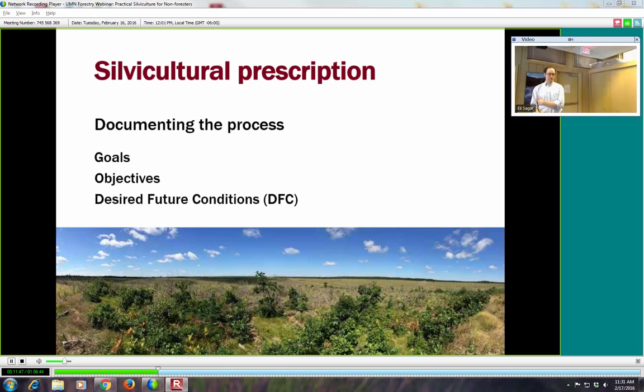So, a silvicultural prescription. We've agreed on what we have, we've agreed on what we want that desired future condition to be. Now how do we get there? And the prescription is the place, the document, where we capture all of that together. We write down how we're going to get from point A to point B. So we have to have goals for that stand. We have to have objectives, desired future conditions, and then I'm going to talk in the next section about the different tools that we're going to deploy in order to get us from here to there.